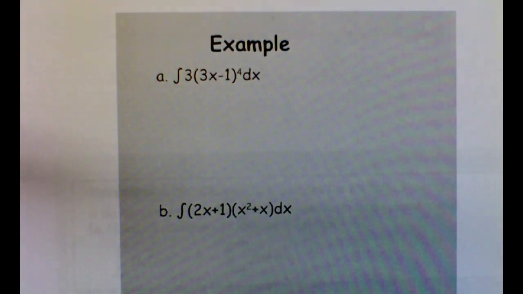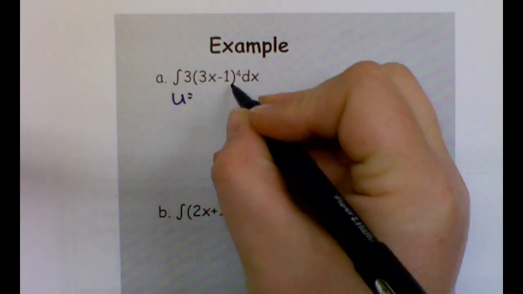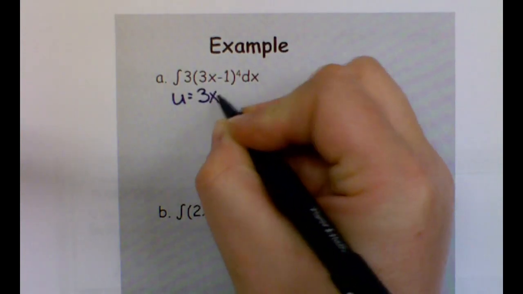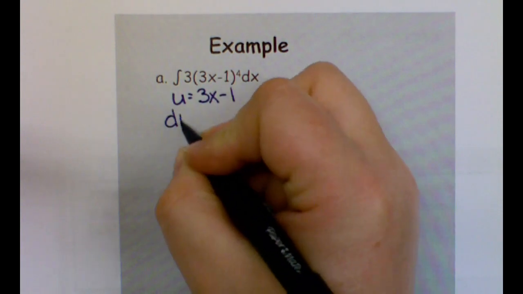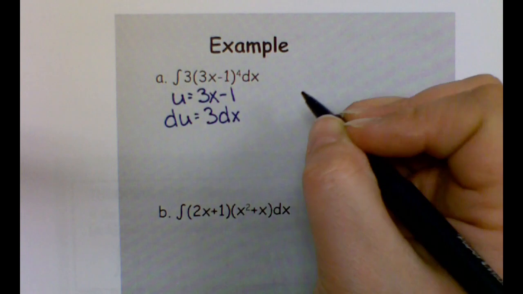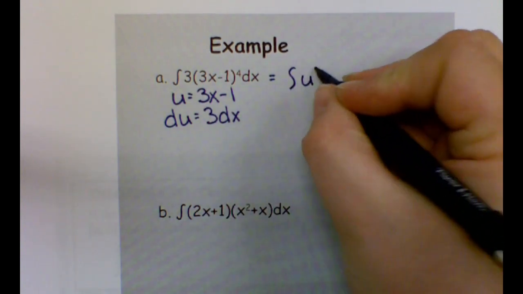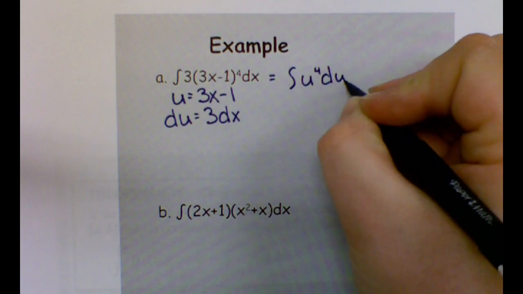All right, this is a continuation of Chapter 4, Section 5, Integration by Substitution. So remember, we find a u substitution. I recommend the inside here, which is 3x minus 1. We calculate du. du is 3 dx in this case. Now we replace everything. So this becomes the antiderivative of u to the 4th power du.